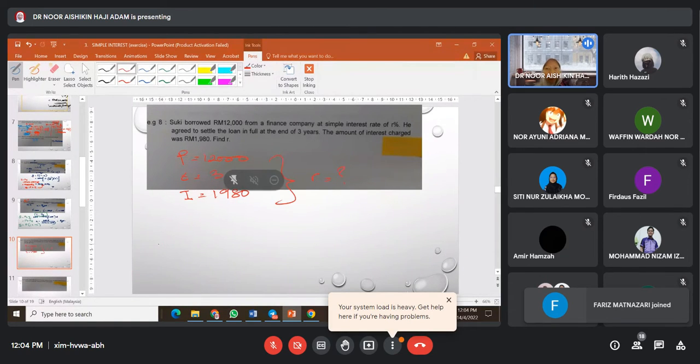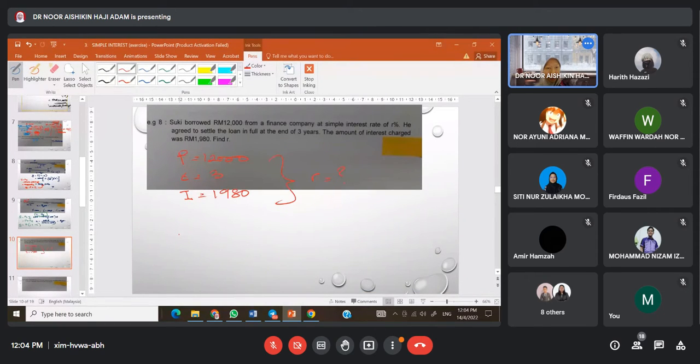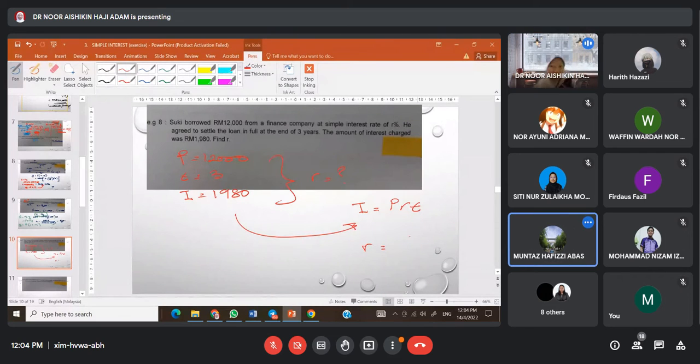Okay, based on what we have here, which formula should we use? Which formula, class? You have P, you have I equals PRT. Yeah, because the only thing that's missing is R. So have you got your R? What is R? Just put all of these into the formula. What is R? 5.5%. Yes.